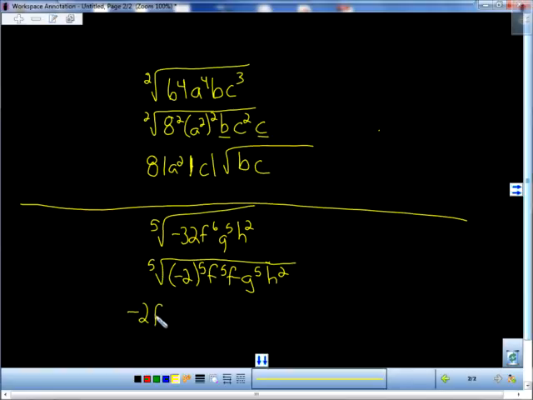We have the fifth root of f to the fifth is just f. And we have the fifth root of g to the fifth is just g. Then we put our fifth root back in there with whatever's left over. So I have f and I have h squared. So this would be my answer. So if we start out with an even root, we have absolute values. If we start out with an odd root, no absolute values.